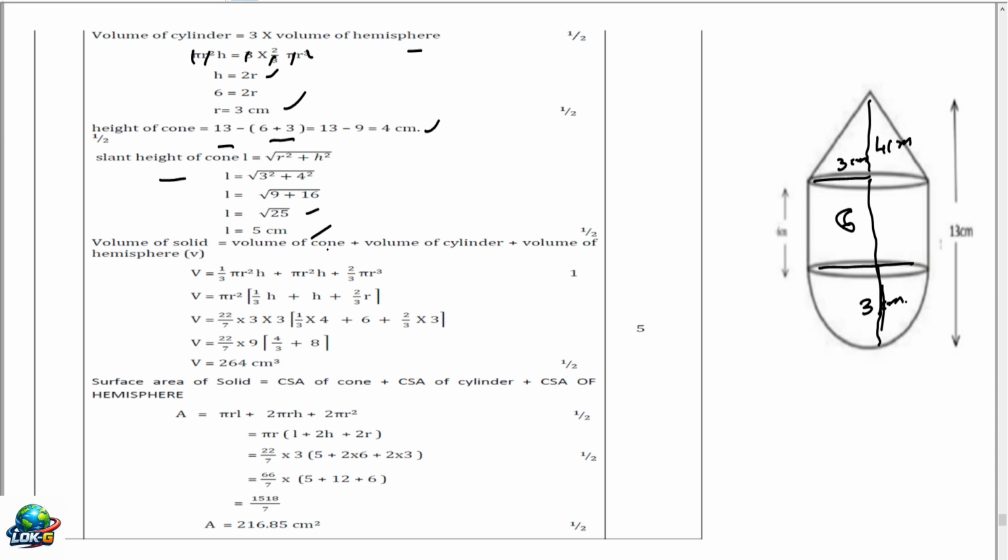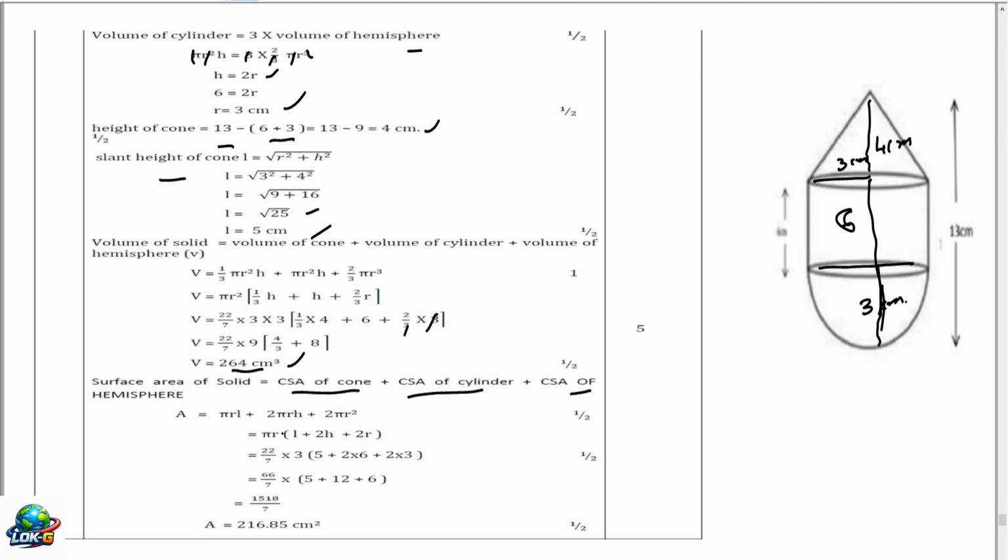Volume of the solid is volume of the cone plus volume of the cylinder plus volume of the hemisphere. Volume of the cone is 1 by 3 pi r square h, plus pi r square h, plus 2 by 3 pi r cube. Take pi r square common, you are left with 1 by 3 h plus h plus 2 by 3 r, right? Pi r square is 22 by 7, r square is 3 into 3, 1 by 3 into 4 plus h is 6, 2 by 3 into 3, 3 cancels. You are left with 4 by 3 plus 6 plus 2 is 8, 22 by 7, and after simplification you will get 264 centimeter cube.